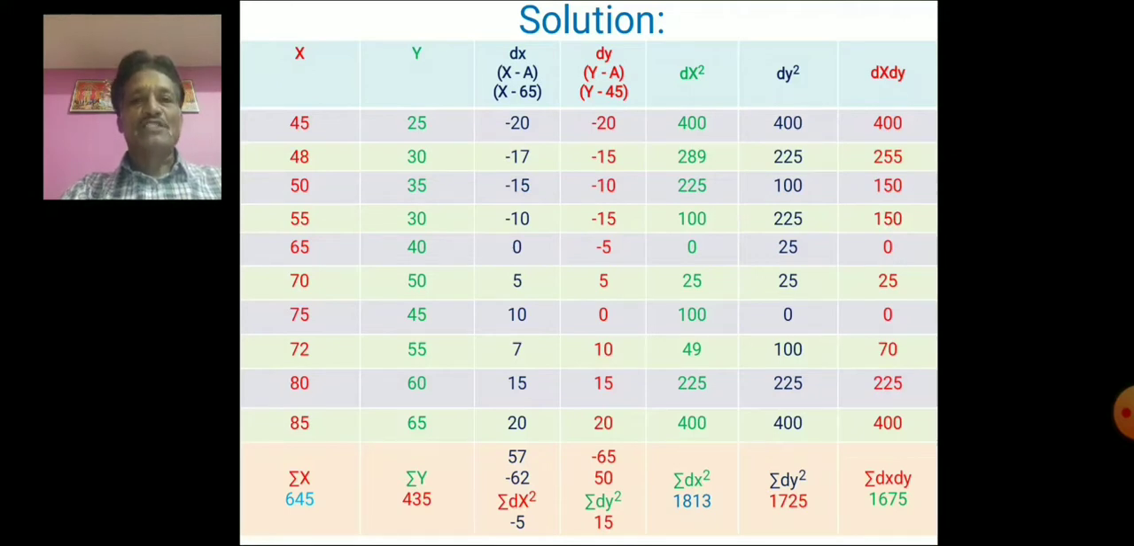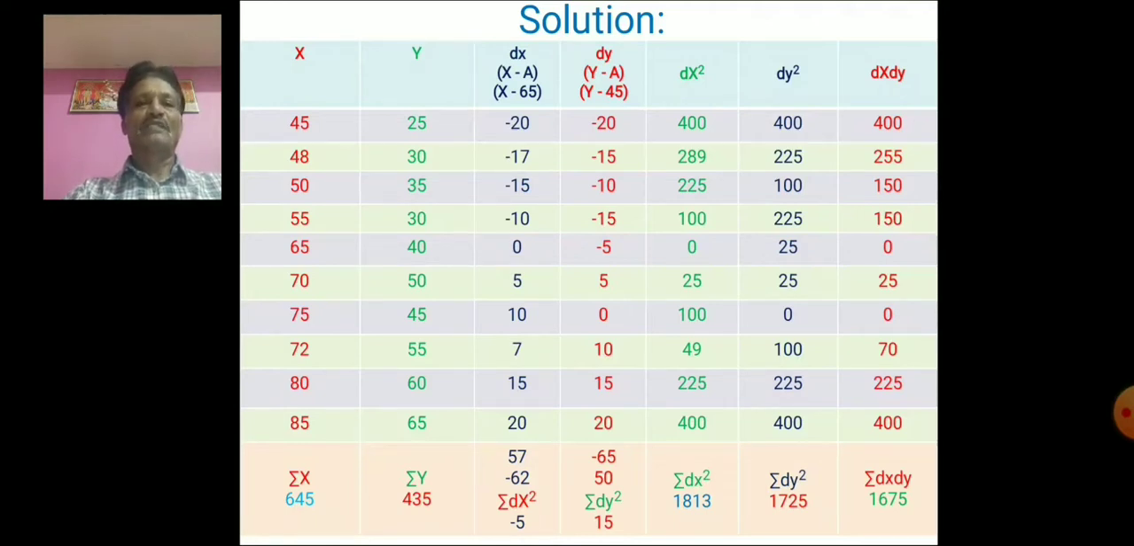So after estimating the totals, sigma x and sigma y, we have to find out x bar and y bar. X bar is nothing but sigma x by n, and y bar is nothing but sigma y by n. So here x bar is equal to 645. Here n, the number of variables given, is 10, so n equal to 10. So 645 divided by 10 is equal to 64.5. This is our x bar value. And y bar equal to 435 divided by 10, that is equal to 43.5. So 43.5 is our y bar value.